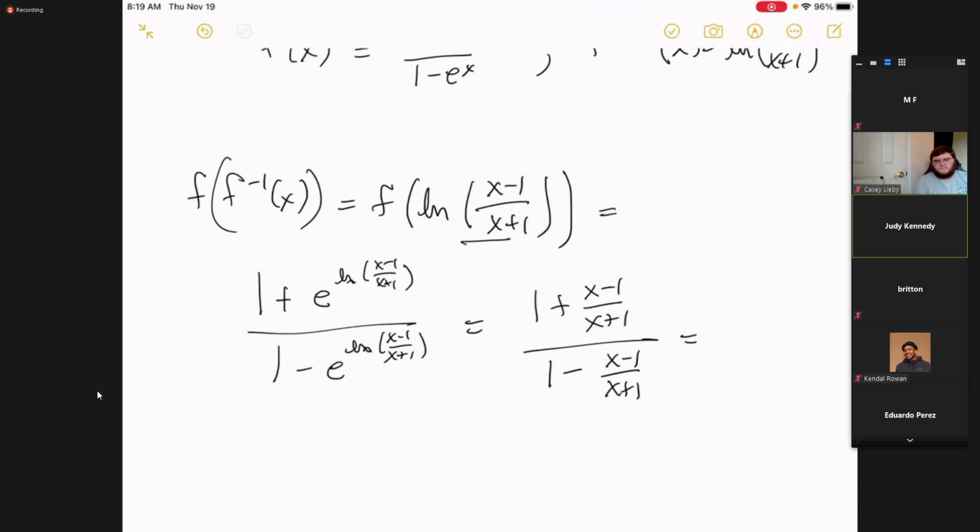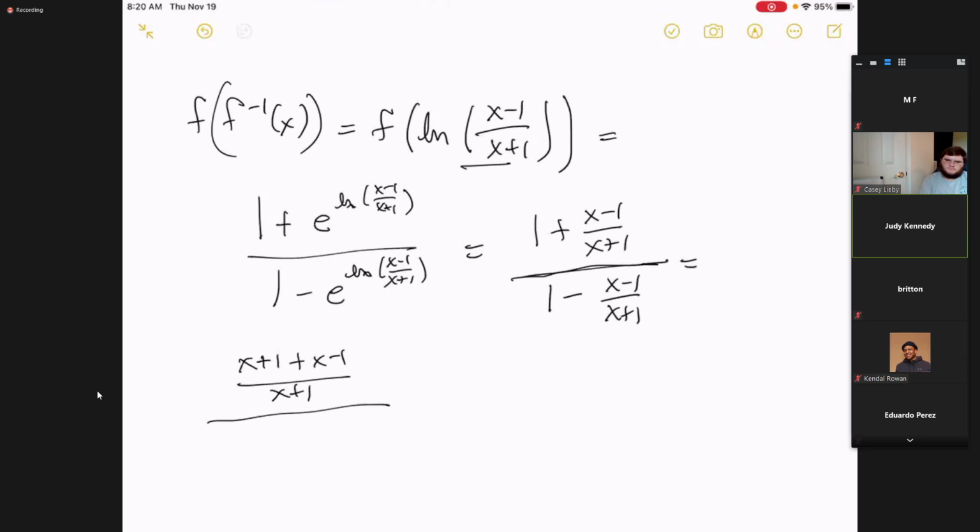I'm going to get a common denominator in both the numerator and the denominator here, because they're sums. And both common denominators are x plus 1. So that's going to give me x plus 1 plus x minus 1 all over x plus 1. That's rewriting the numerator, and rewriting the big denominator, that's going to be x plus 1 minus x minus 1 all over x plus 1.